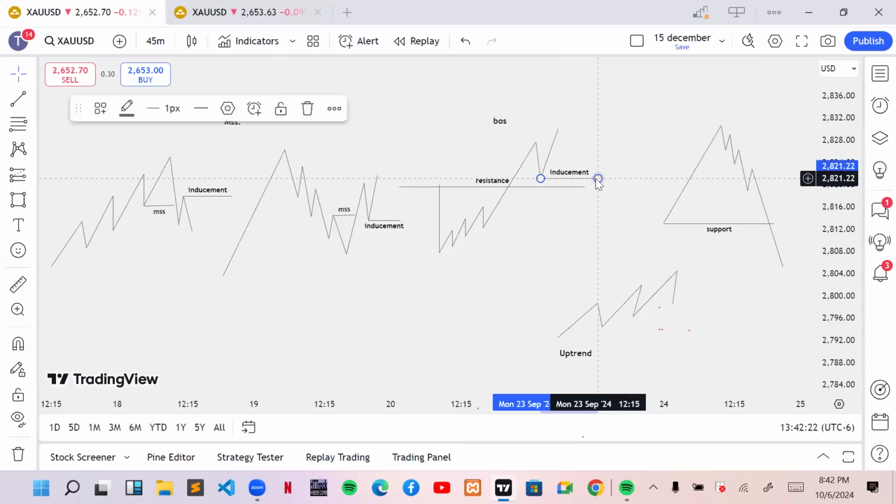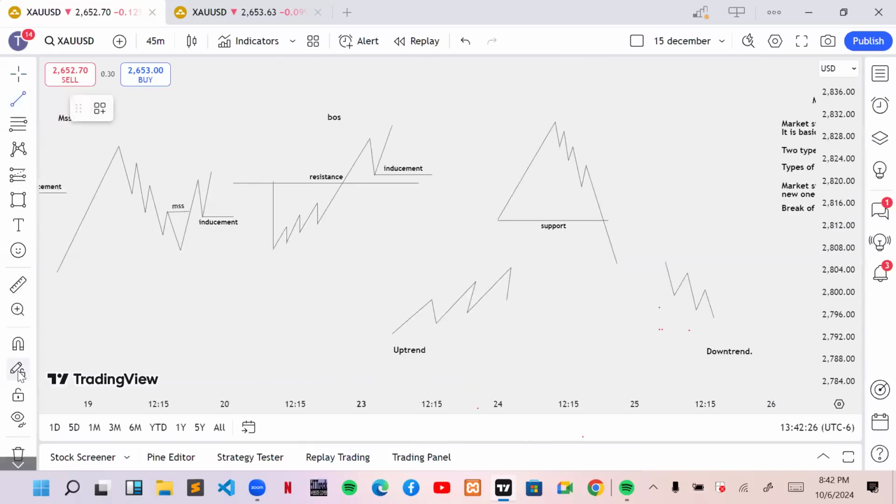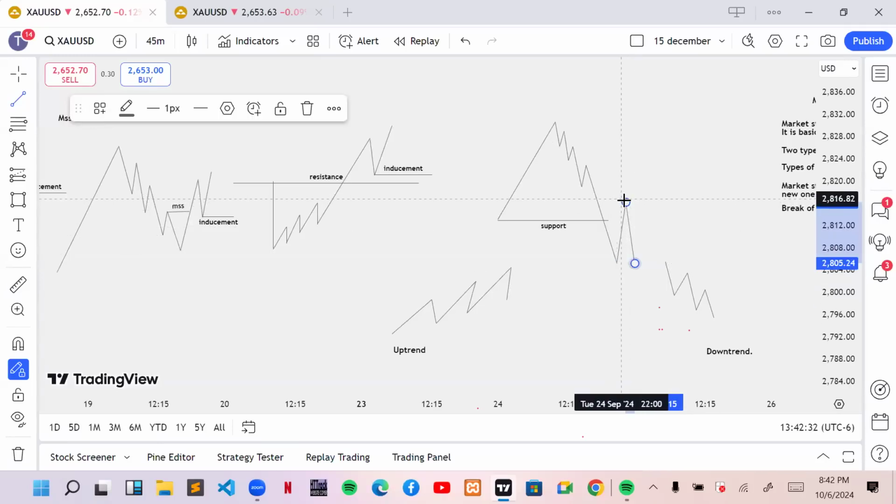Pullback. Same as when the market breaks the support zone down here, the market will make a pullback. This pullback, for continuing this move, this pullback that the market makes for continuing that move is what your inducement is.